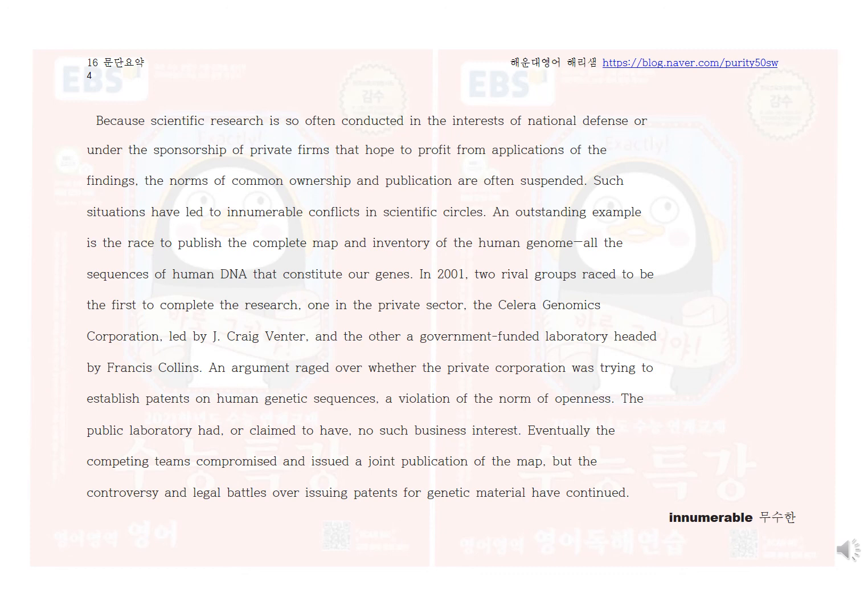Eventually, the competing teams compromised and issued a joint publication of the map. But the controversy and legal battles over issuing patents for genetic material have continued. As in the case of the publication of the Human Genome Map and Inventory, publicly and privately funded research on the same topic may trigger heated debates over the exclusive ownership of research findings.